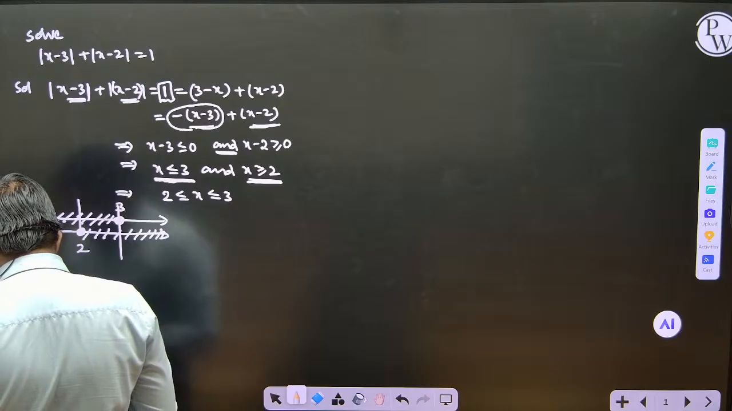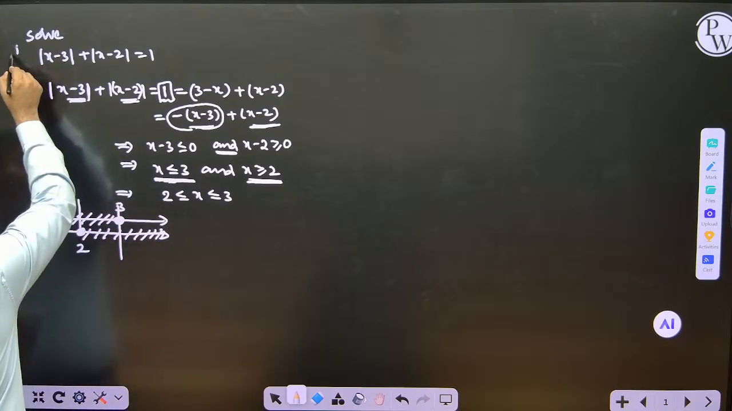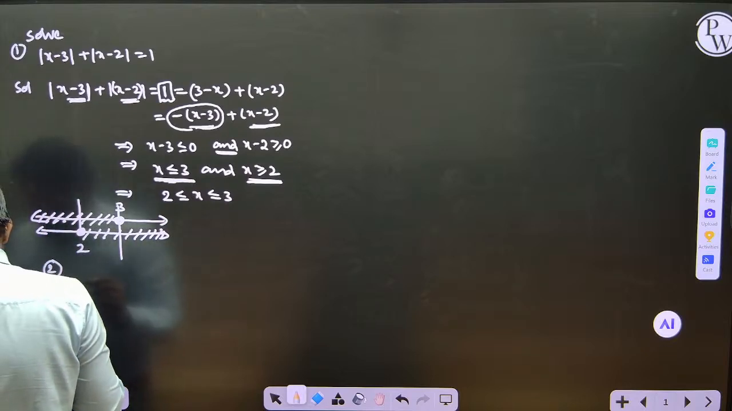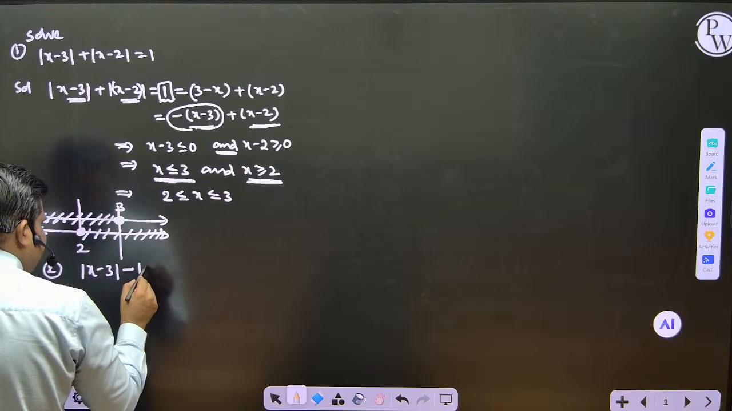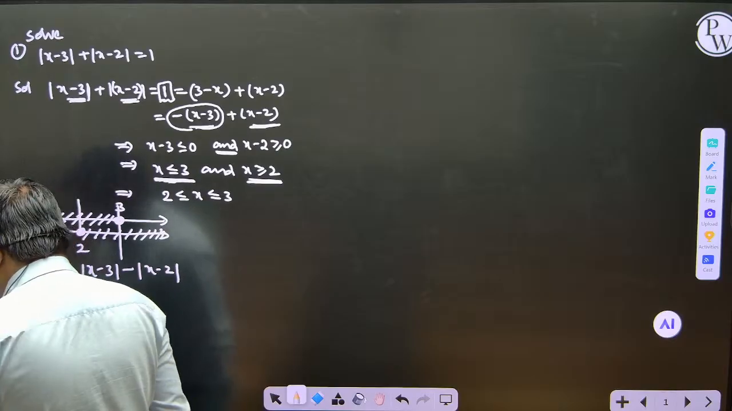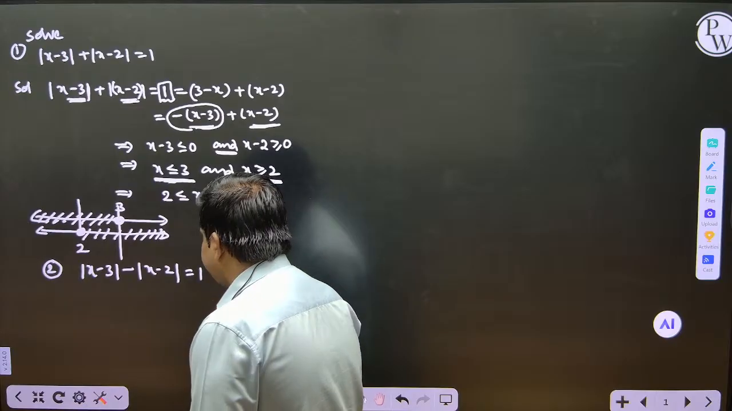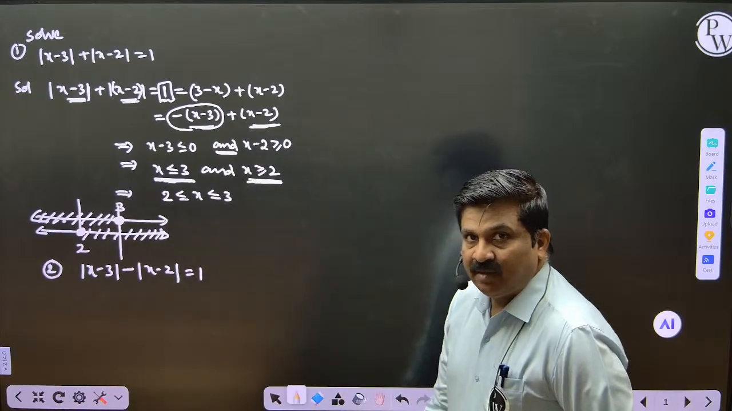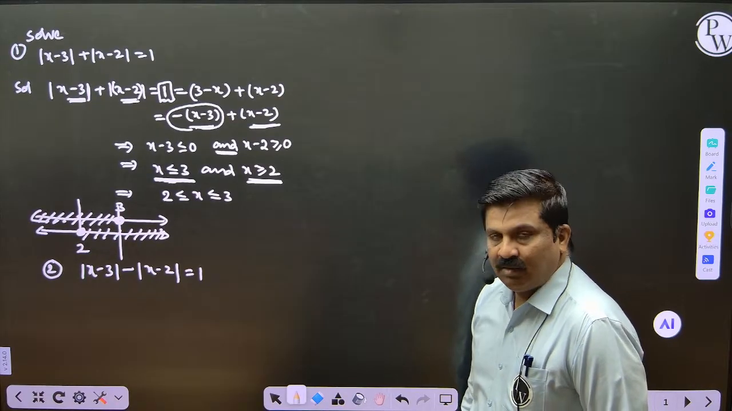Next one you see here. Next question, number 2. Modulus of x minus 3 minus modulus of x minus 2 is equal to what? 1. Modulus of x minus 3 minus modulus of x minus 2 is equal to 1.